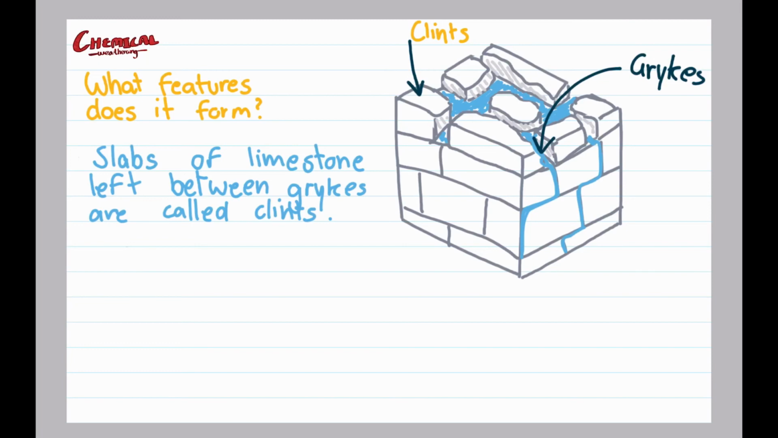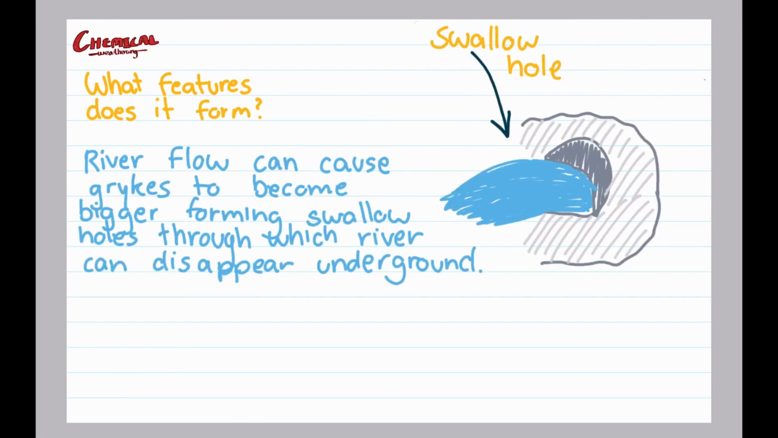Slabs of limestone left between grikes are called clints. River flow can cause grikes to become bigger, forming swallow holes through which river can disappear underground.